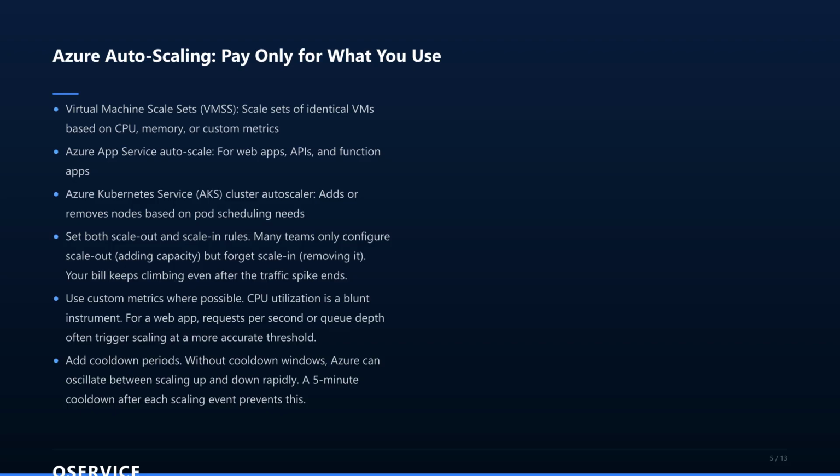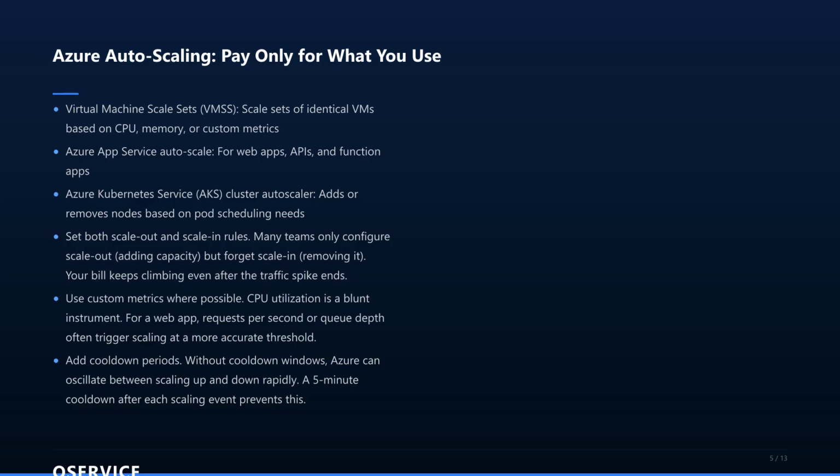Azure supports autoscaling through several mechanisms. Virtual machine scale sets, VMSS, scale sets of identical VMs based on CPU, memory, or custom metrics. Azure App Service Autoscale, for web apps, APIs, and function apps. Azure Kubernetes Service, AKS, Cluster Autoscaler, adds or removes nodes based on pod scheduling needs.